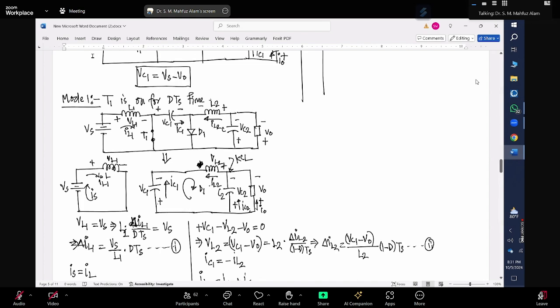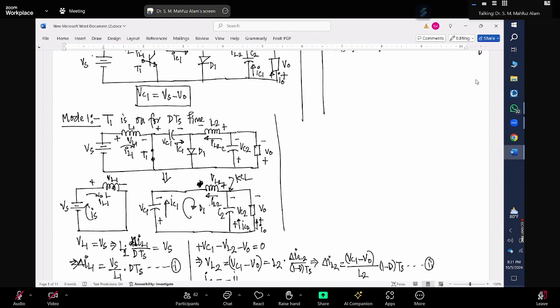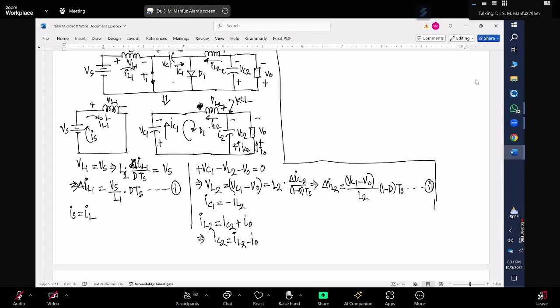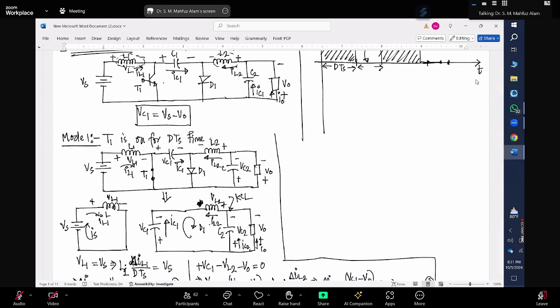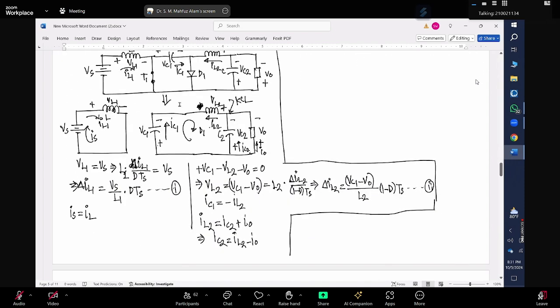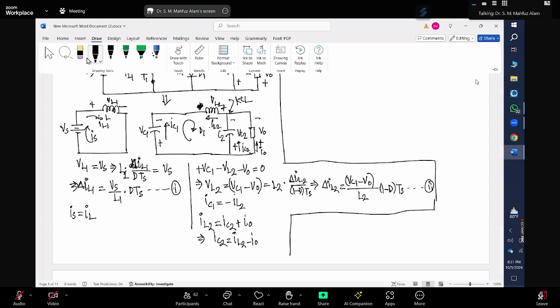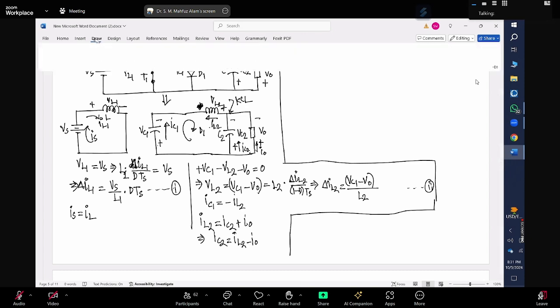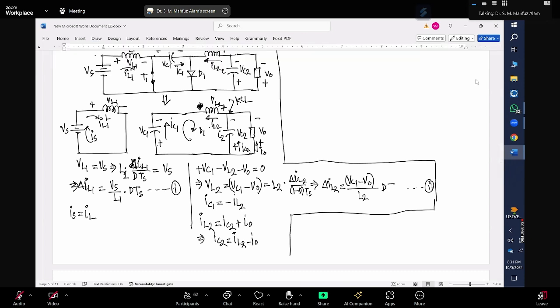Now, this is for mode 1, when the transistor is turned on. Now for mode 2, sir, for mode 1, why have you written 1 minus D into TS for VL2? Oh, sorry, I made a mistake. Thank you so much. It should be D multiplied by TS because we are in mode 1, right?